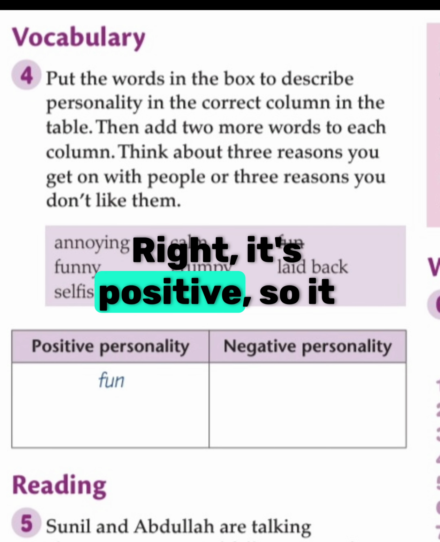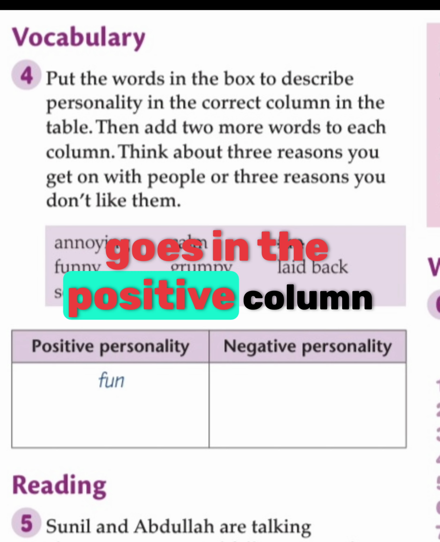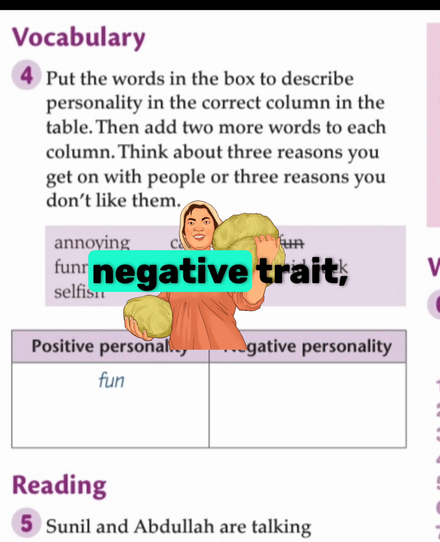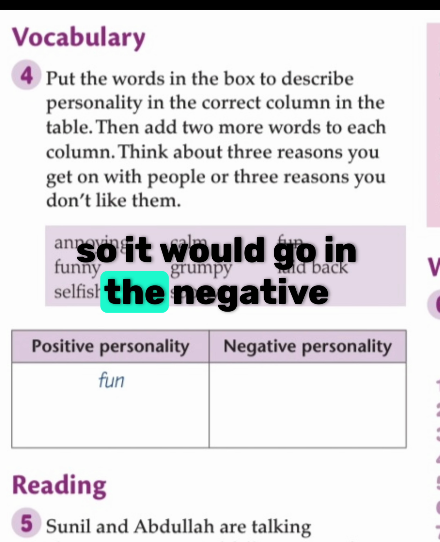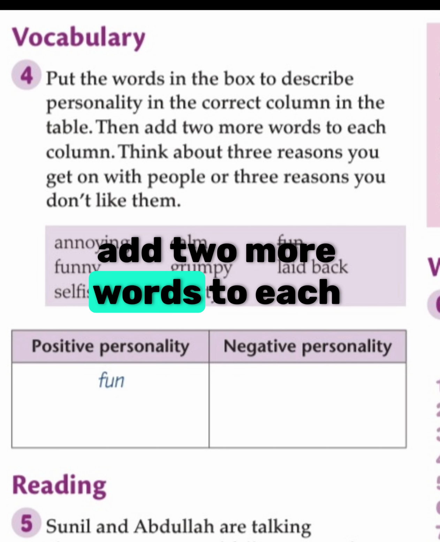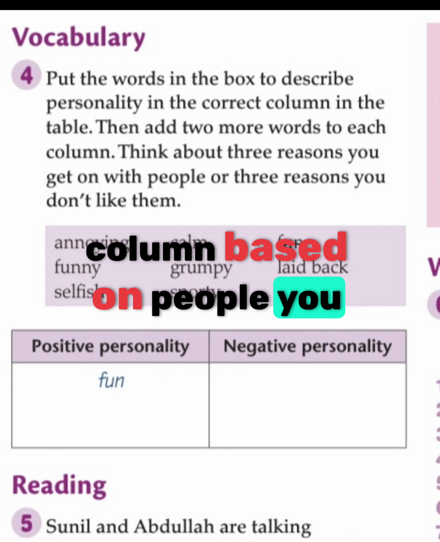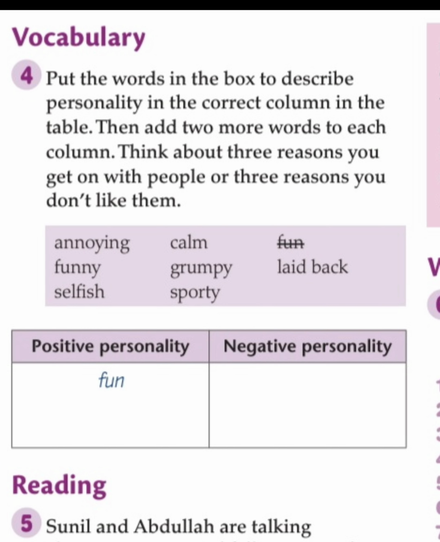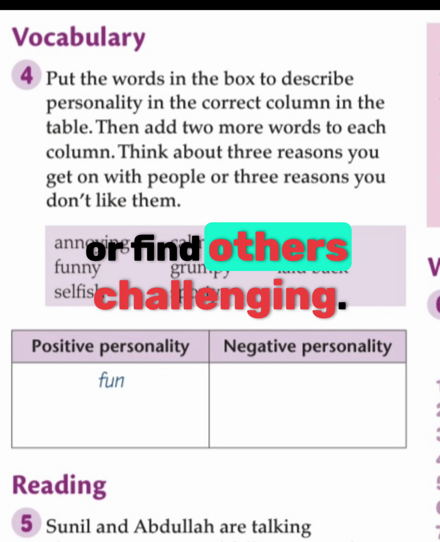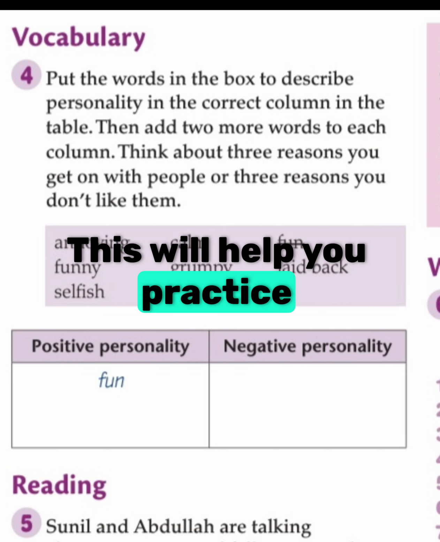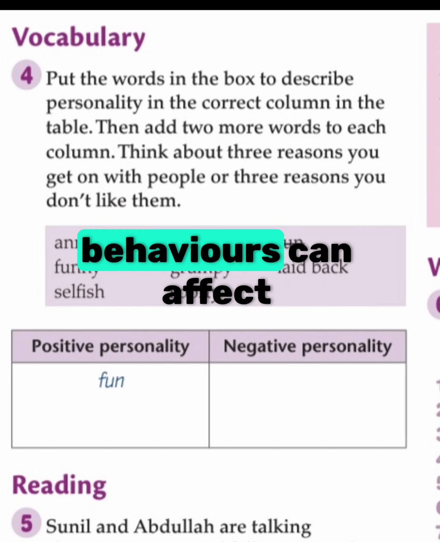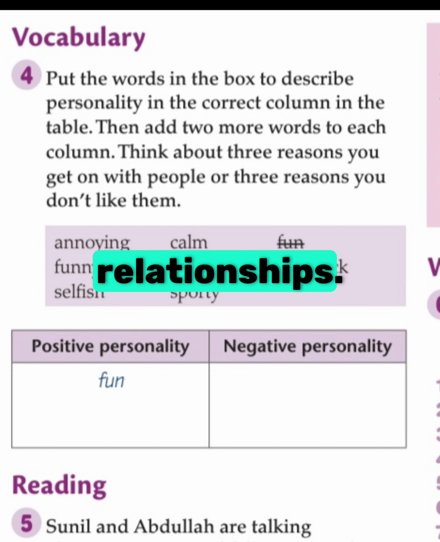Right, it's positive, so it goes in the positive column. Another example is selfish, which is often seen as a negative trait, so it would go in the negative column. After you've sorted these, add 2 more words to each column based on people you know or interact with. Think about the reasons you get along with certain people or find others challenging. This will help you practice describing personality traits and understanding how people's behaviors can affect relationships.